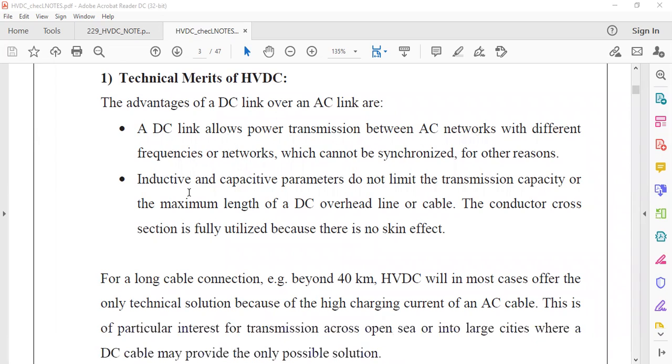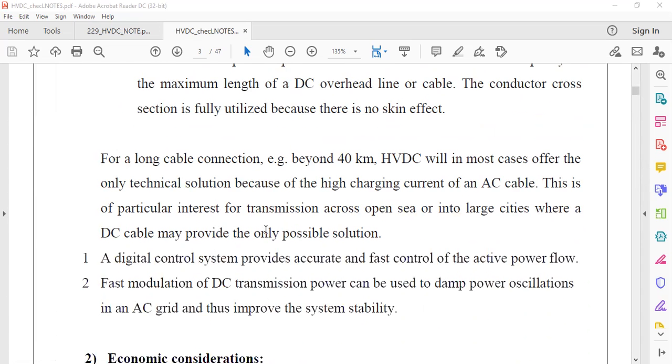Coming to the next, inductive and capacitive parameters do not limit the transmission capacity or the maximum length of a DC overhead line or cable. The conductor's cross section is fully utilized because there is no skin effect, right? Here one of the big advantages is that there is no skin effect in DC transmission, not in AC.